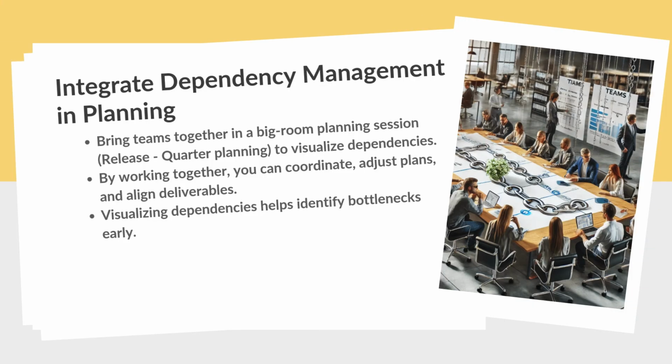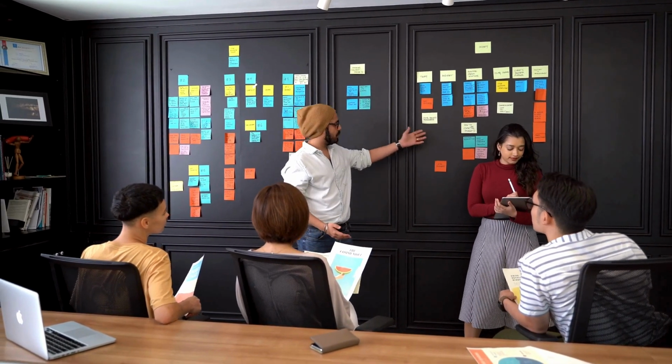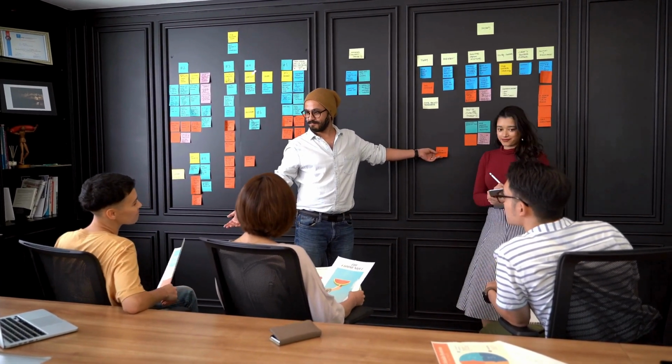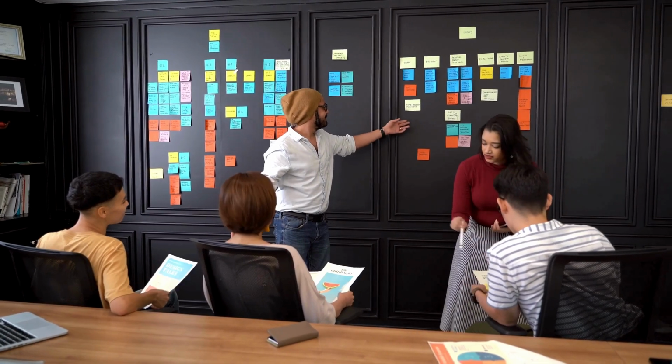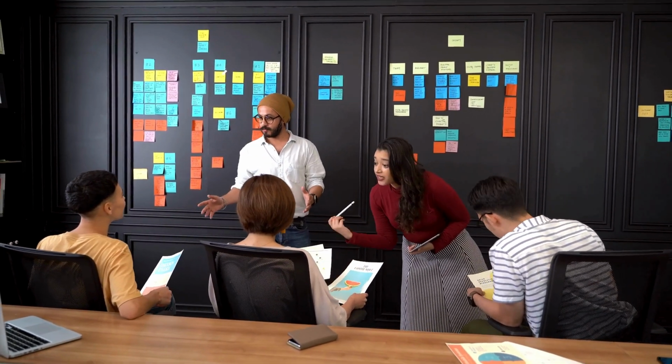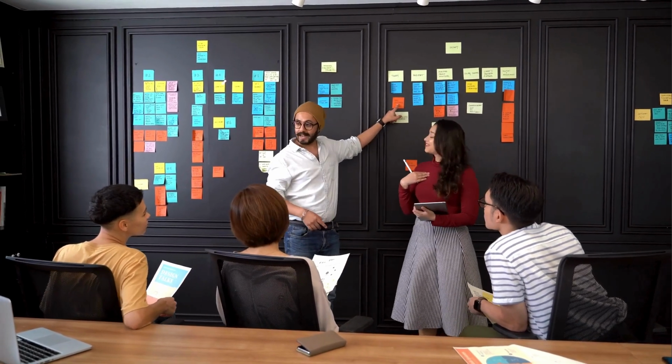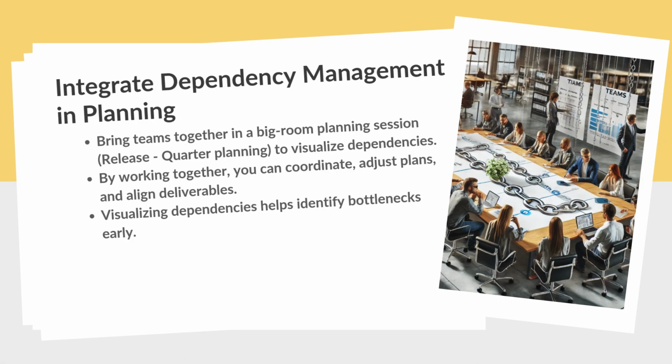Integrate dependency management into planning. During your planning phases, bring all involved teams together in a collaborative environment to identify and visualize dependencies. Let me share a little story from my own experience. We organized a big room planning session where multiple teams gathered to map out the next release. By working side by side, we visualized all dependencies on a shared board. This collective approach allowed us to coordinate effectively, adjust plans in real time, and commit to deliverables with a clear understanding of what everyone needed from each other.